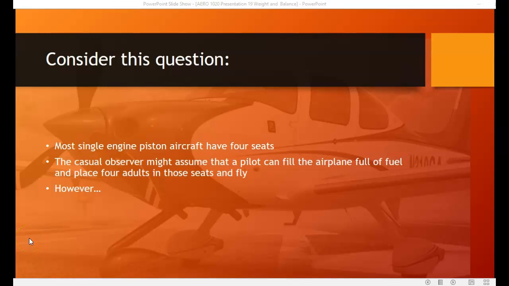If you were to ask someone on the street with no aviation experience about a typical single-engine piston aircraft with 4 seats, that person would probably assume that the pilot could fill the aircraft with full fuel and 4 adult passengers and a full luggage compartment with no problem, because that's what the aircraft is designed to carry. But that's not always the case.